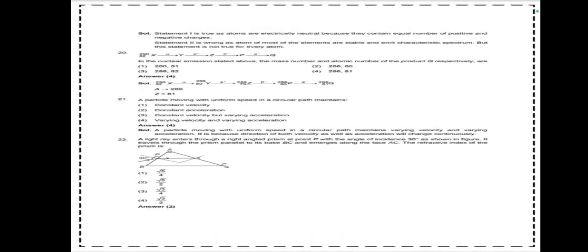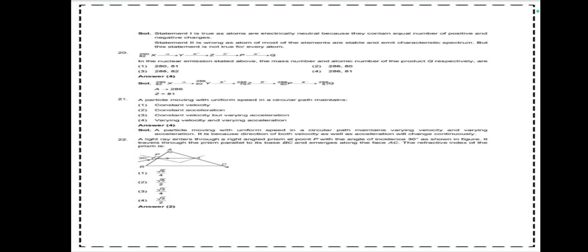Question number 20. In the nuclear emission stated above, the mass number and atomic number of the product Q are respectively. Answer is 4. 286.81. Question number 21. A particle moving with uniform speed in a circular path maintains. Answer is 4. Varying velocity and varying acceleration.